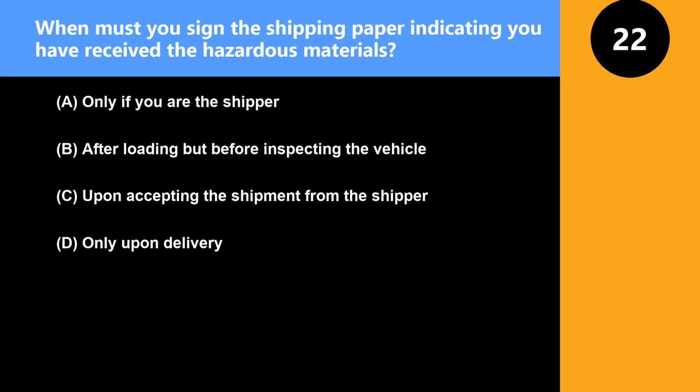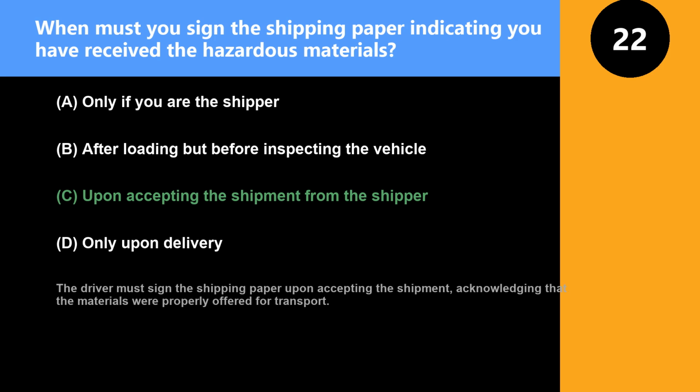Question 22. When must you sign the shipping paper indicating you have received the hazardous materials? Option A, only if you are the shipper. Option B, after loading but before inspecting the vehicle. Option C, upon accepting the shipment from the shipper. Option D, only upon delivery. The correct answer is option C, upon accepting the shipment from the shipper. The driver must sign the shipping paper upon accepting the shipment, acknowledging that the materials were properly offered for transport.